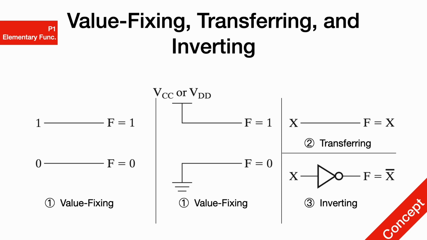On the top right corner, we have value transferring. Value transferring doesn't need much more explanation. It is just connecting two different wires together so that the value carried on the source side can be transferred to the target side. Say we have a value carried on wire X, and we want to assign the same value to another wire F. You would simply connect these two together. X is on the input side and F is on the receiving side.